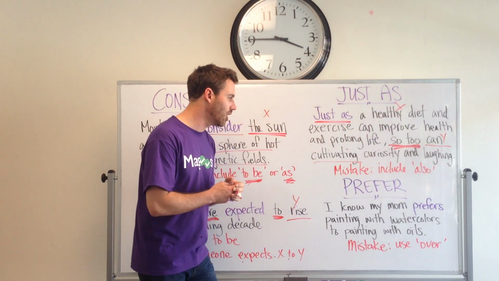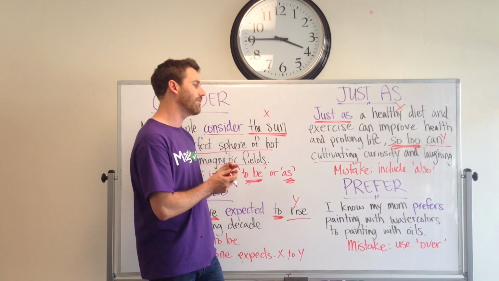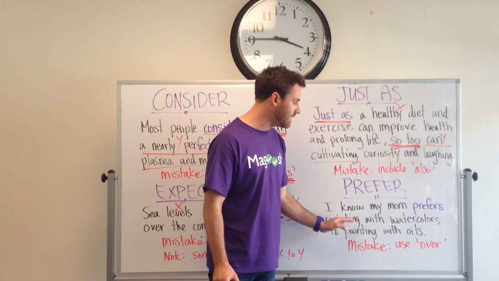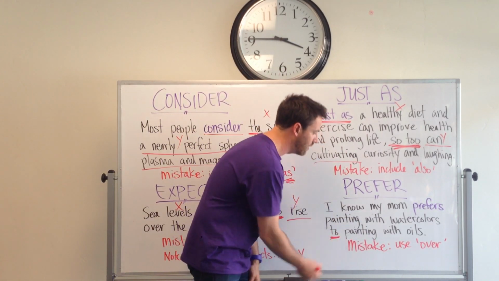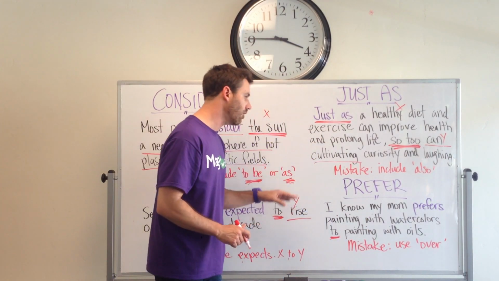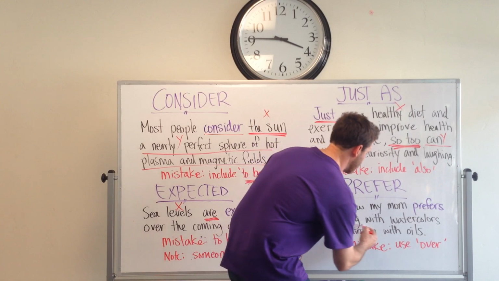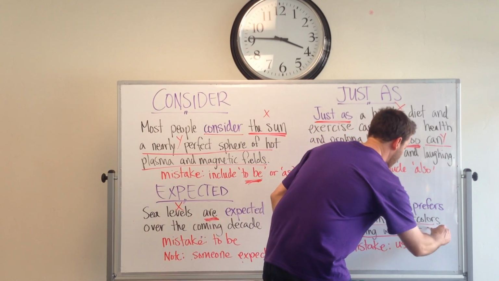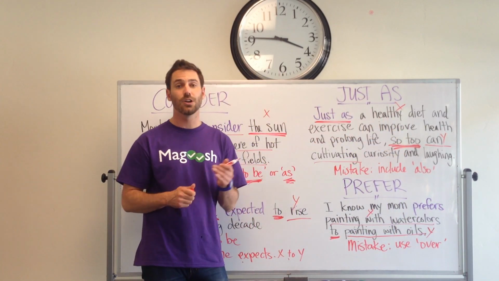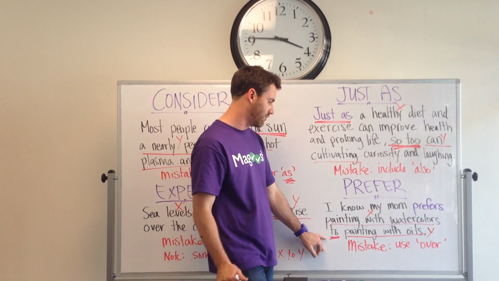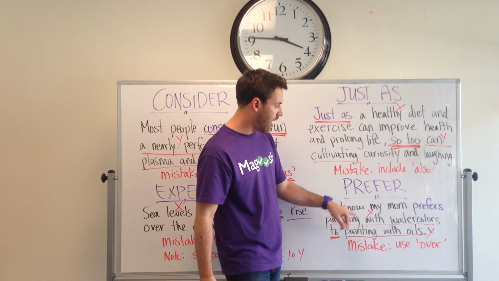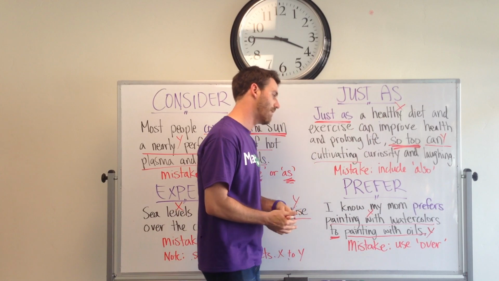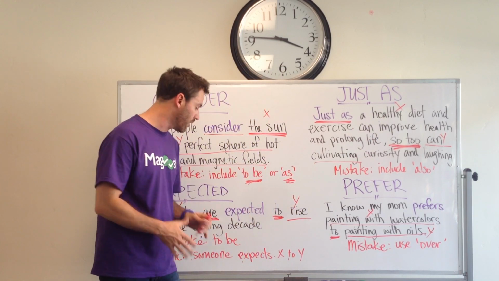The last one, prefer. This is again another very common one. Make sure you get this one right. I know my mom prefers painting with watercolors to painting with oils. And so the structure here is prefers something, X. My mom likes to paint with watercolors, X, to painting with oils, and that's the Y. And the mistake here is to use over instead of to. Sometimes you'll see in sentence correction questions, prefer something over something else, and that is always incorrect, not idiomatic.